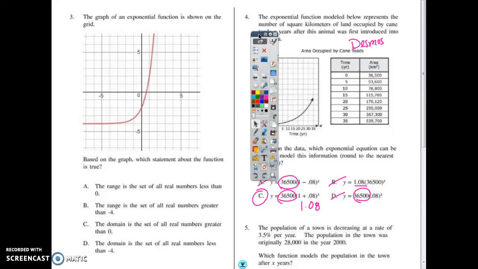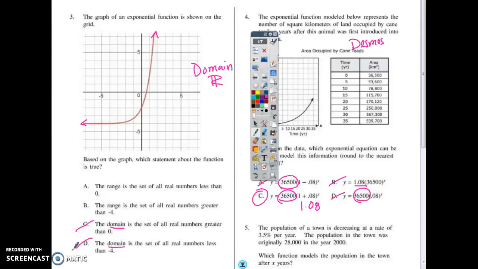Okay, this is just talking about domain or range. So I know that my domain is all real numbers, because it's going to keep going to the left forever and ever, and it's going to keep going to the right forever and ever. We talked about this during our domain and range day. So unless it says that domain is all real numbers, these two are wrong.